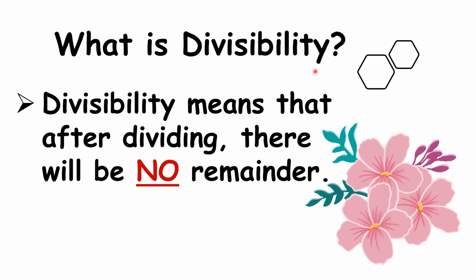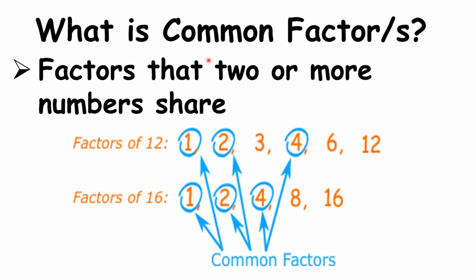What is divisibility? Divisibility means that after dividing, there will be no remainder, or the remainder is zero. What is a common factor? It is a factor that two or more numbers share. Let's take this example. If you are asked to give the common factors of 12 and 16, you need to apply your knowledge on divisibility rules to get easily the factors of these two numbers.